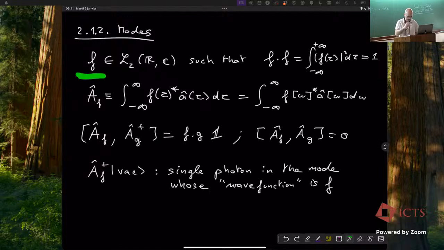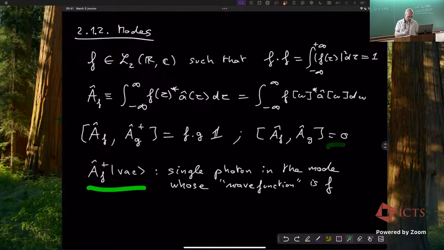And so what I introduced here is a mode A_f, capital A_f, which is the weighted version of this propagating modes A left or right, weighted by a function which is in L2 of R C. So its modulus squared can be summed up. And we decide that it's normalized to 1. So with this definition, we have a much more peaceful commutation relation. A_f commutator A_g dagger, where g is another function in L2 over C, and again normalized, is equal to the scalar product of f and g. And if you take any two annihilation operators, their commutator is 0.